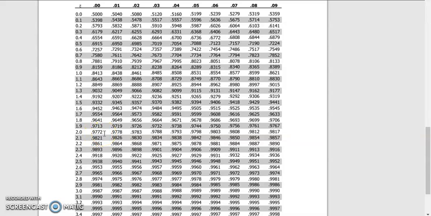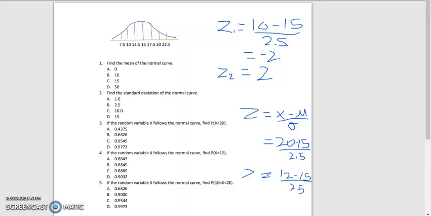So that would be 0.9772 minus 0.0228. Okay, so when you do that, what do you get? You get 0.9544. So let's check it. So the answer is C. Okay, the answer is C.